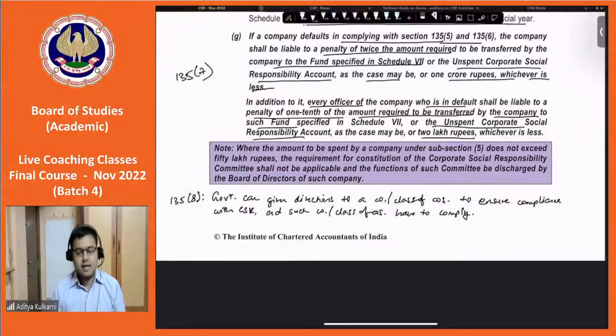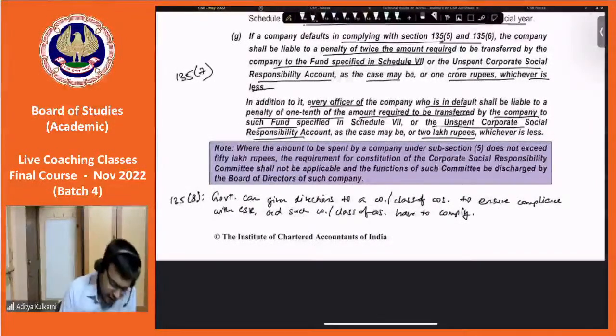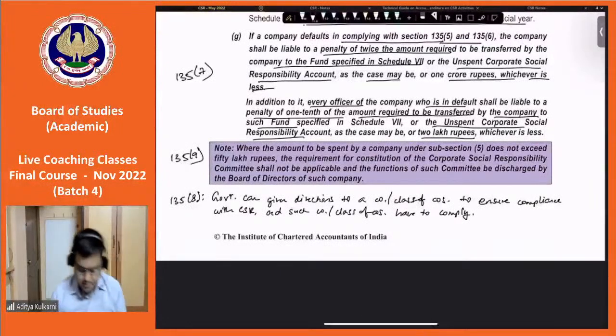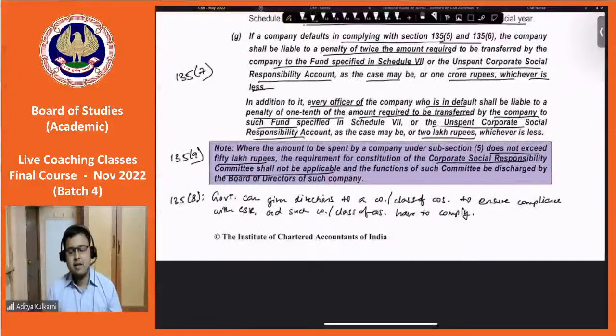This is just to maintain the continuity. 135.8. And this is 135.9, where the amount to be spent under subsection 5, that 2% spend, does not exceed 50 lakh rupees. The requirement for constitution of a CSR committee shall not be applicable. Spending amount less than 50 lakhs means it's not material, and therefore why do we need a CSR committee? If you put a committee, you will have to pay sitting fees, incur expenditure, maintain minutes separately, go for approval, a lot of documentation. So we don't want all that.